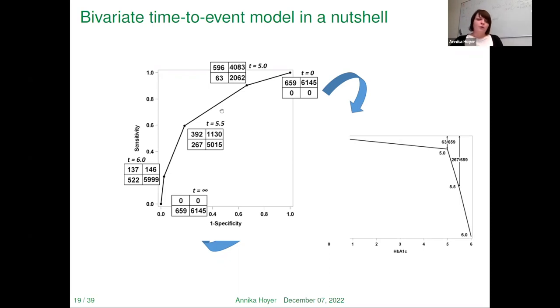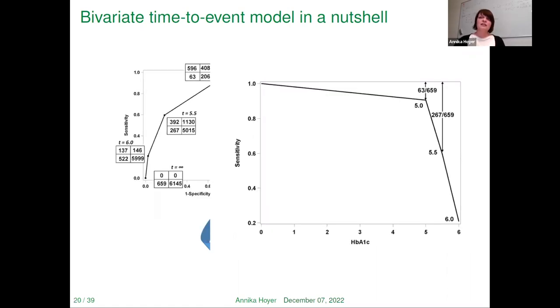To create a full ROC curve, I have artificially added two thresholds, the threshold of zero, where we have a sensitivity of 100% and a specificity of zero, and the threshold of infinity, where we have a sensitivity of zero and a specificity of 100%. This is our situation, and we transferred the information from the contingency tables to the context of survival analysis, and we constructed something like a life table estimator shown here.